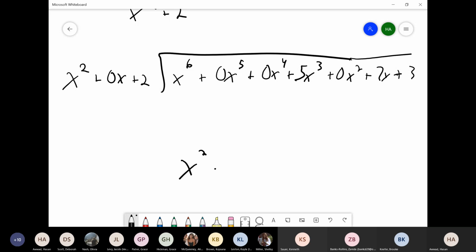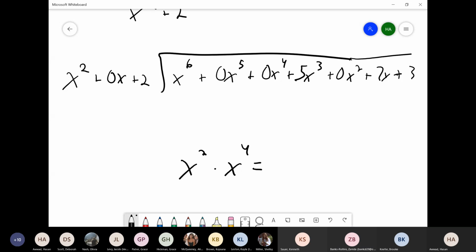If I have x squared times x to the third, what happens to the exponents? You add them. Yeah, so this would be x to the fifth, right? So just make that small adjustment for me. What do I actually need to multiply by? X to the fourth. Perfect, x to the fourth, right?